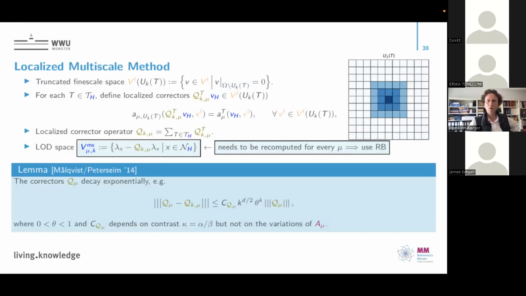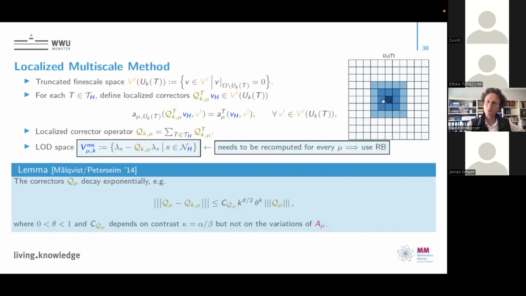And this is done in the following way. So we have, again, this problem here where you solve for these corrector functions. And this problem is now not on the whole fine scale correction space, but only on the fine scale correction space in a certain neighborhood of a coarse scale element. And this can be done due to this lemma, which was proven in this paper of Målqvist and Peterseim, that by truncating the global problem for the correctors to the local ones, you have exponential convergence with respect to the layers that you take here.